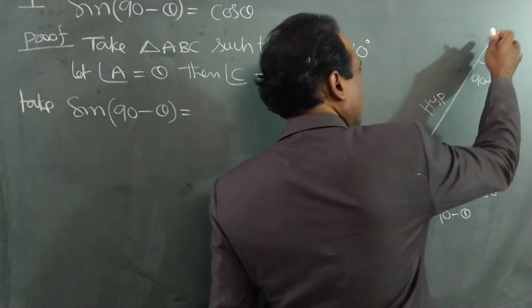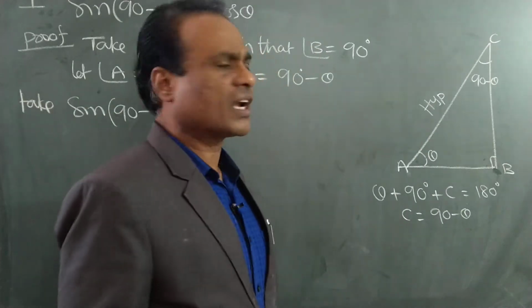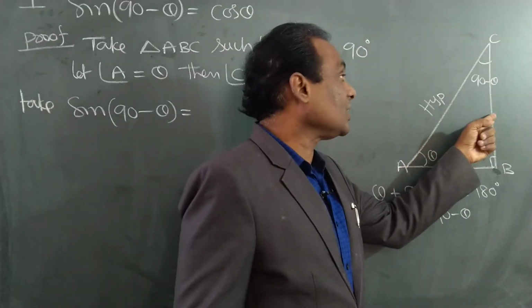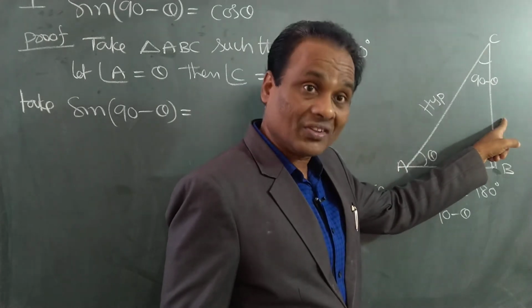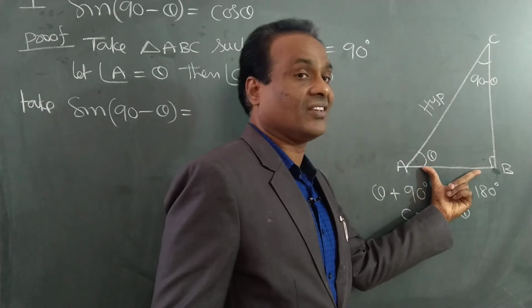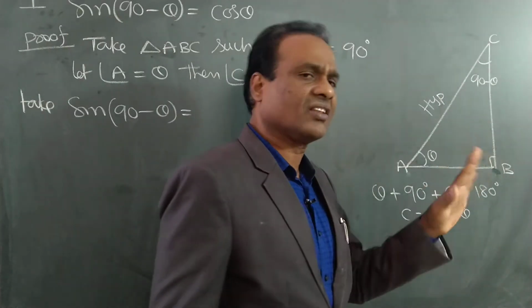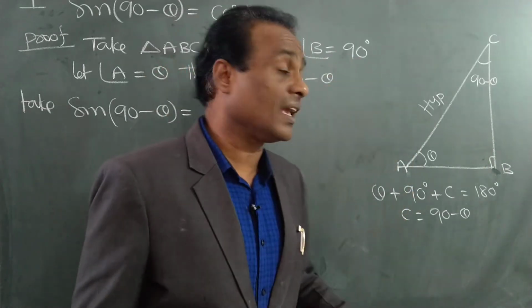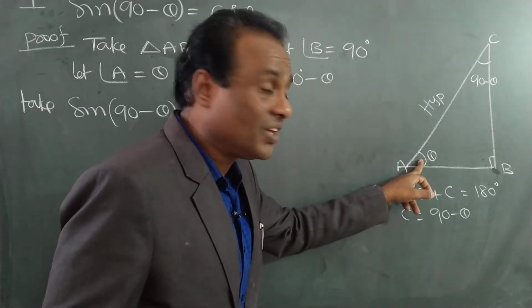The greatest side is the hypotenuse. What is the name of this side? Because it is opposite to theta, this is called the opposite side. This is adjacent to theta. This side is called the adjacent side. This is opposite, this is adjacent. In most cases we take it like that only. But in some rare cases, instead of this angle, we take this angle.